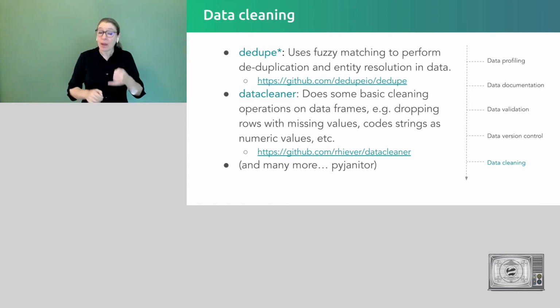And finally, in the data cleaning space, we have a tool called dedupe, which uses fuzzy matching to perform deduplication and entity resolution in data. So you can imagine if you have, for example, usernames, customer names, or any kind of string values in your data that actually reference the same entity, you want to merge those, and dedupe can help with that. There's other tools in the space like Data Cleaner, for example, which does some basic cleaning operations on data frames like dropping rows with missing values, coding strings as numeric values, etc., and lots more. For example, a tool called pygenitor.